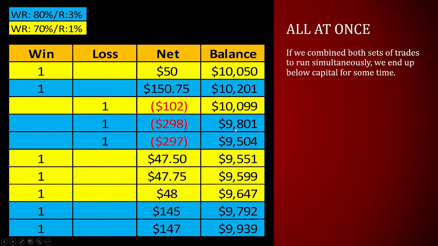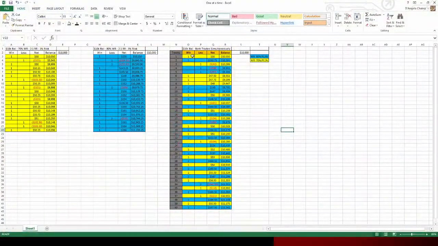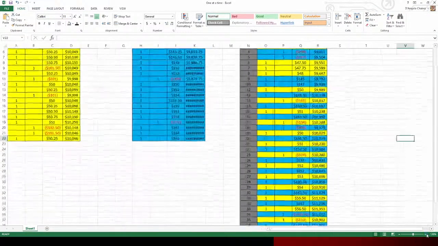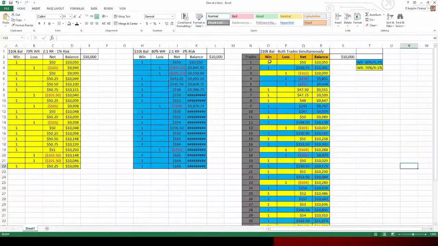So right here, that's how it would have played out, right? So what's the big deal? Because at the end of the sequence, let me show you the whole sequence here. So here's the first 10 trades, and that's why we were down 9,939, right?